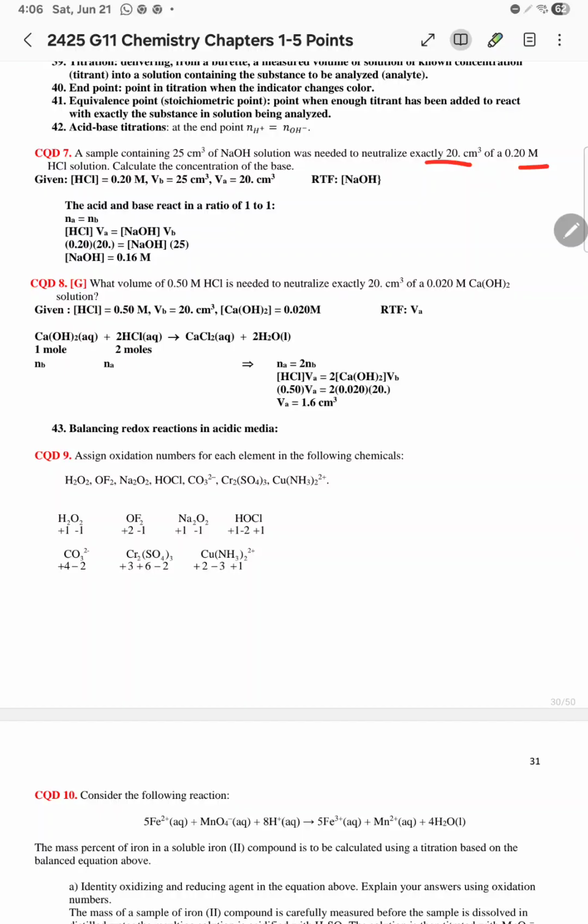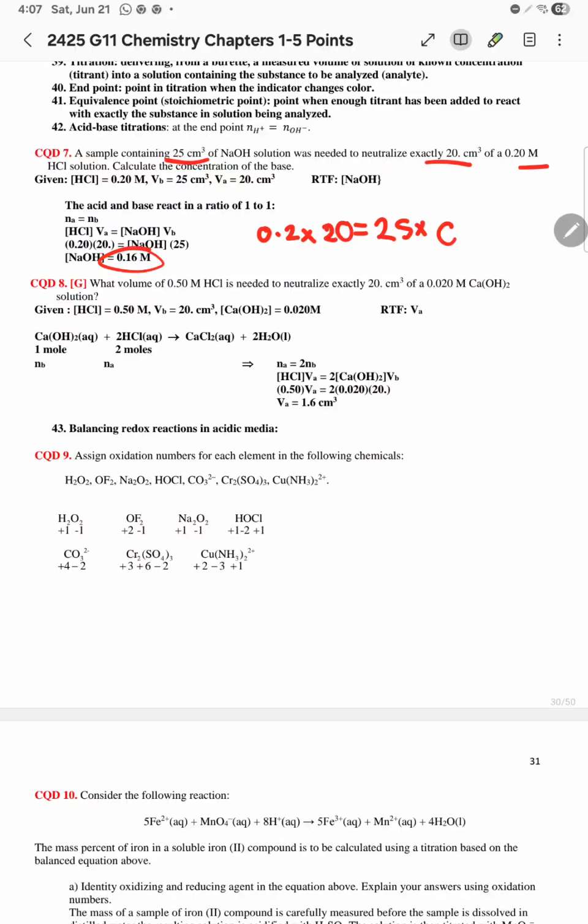20 times 0.2, it's like CV equals CV, exactly the same thing, equals the volume here, so 25 times how much concentration do we need? C. When you do it, you're gonna get that it's equal to 0.16 molarity.